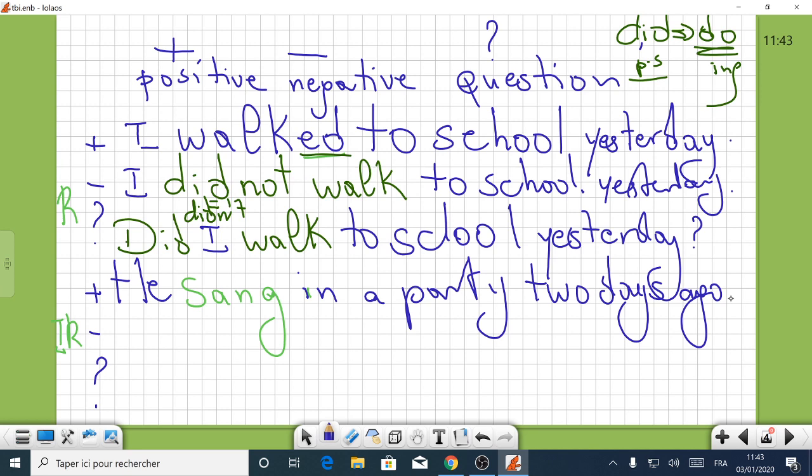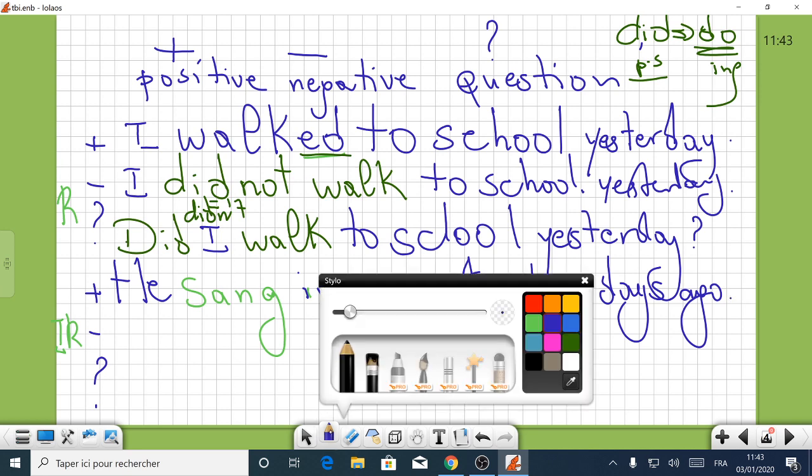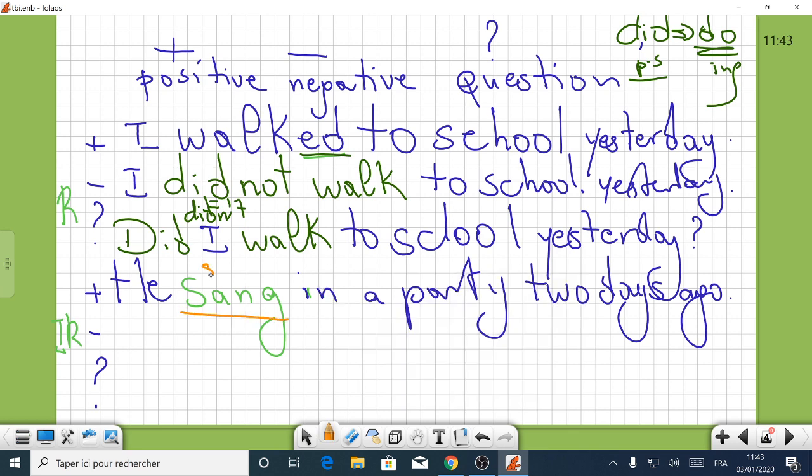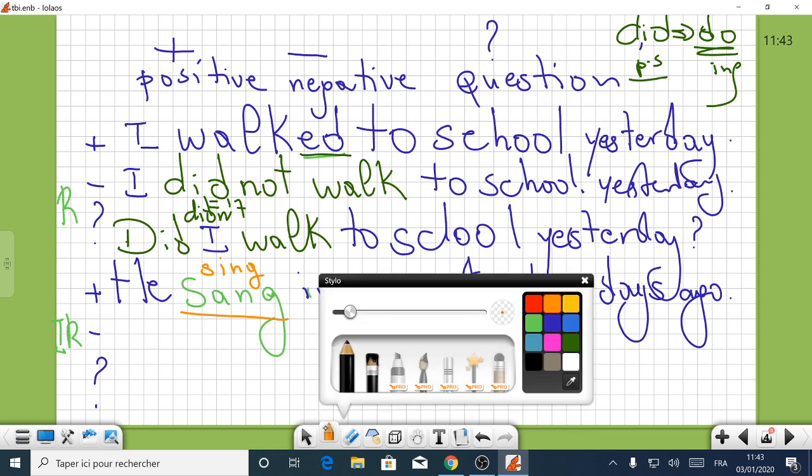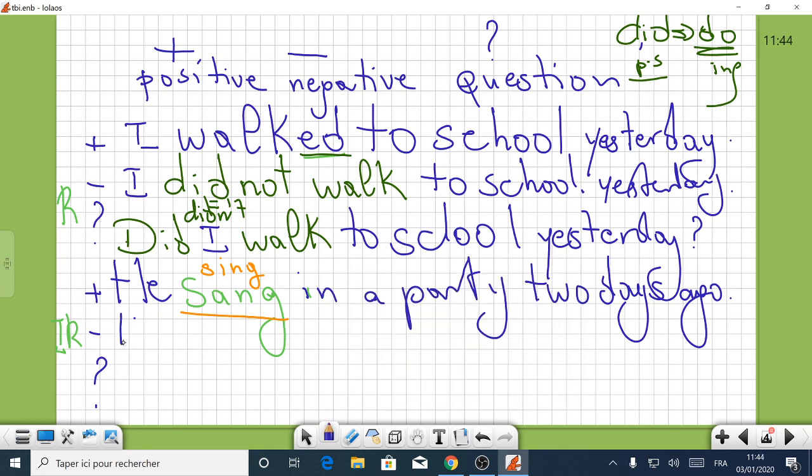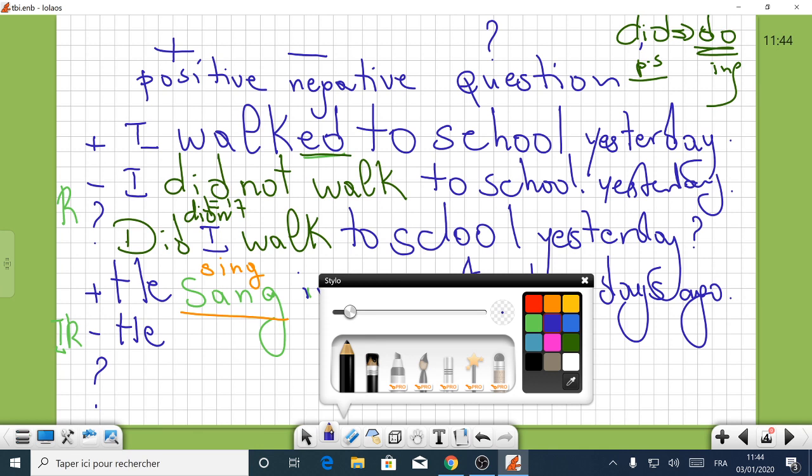So the verb sang here, what is it? It is sing, and it is an irregular form. I just want to remind you, this is an irregular verb. So I take this verb and put it in the negative form. We don't have too much changes here. I put he, and of course here we have didn't. We don't have any changes.